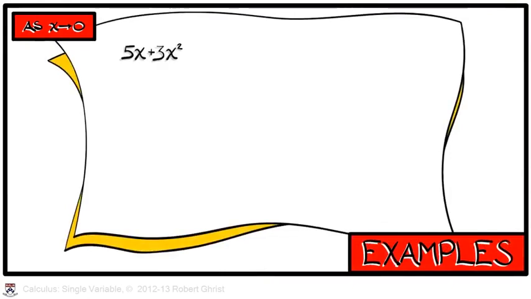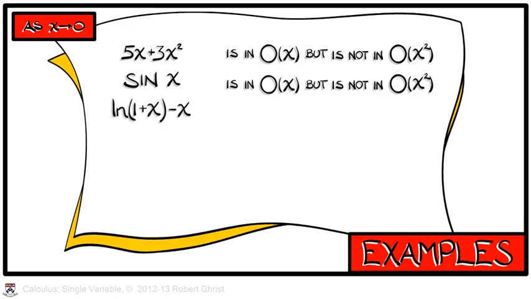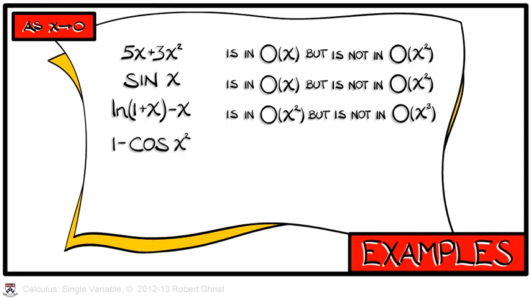In the limit as x goes to 0, the function 5x plus 3x squared is in big O of x, but it's not in big O of x squared. Sine of x is in big O of x, but not in big O of x squared. Log of 1 plus x minus x, as you could see from Taylor expanding, is in big O of x squared, but not in big O of x cubed.